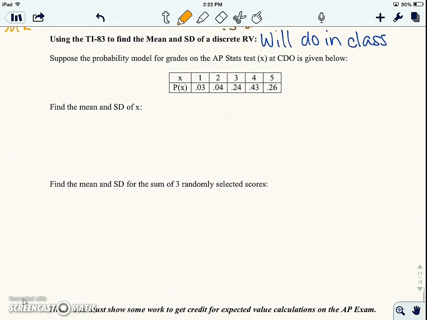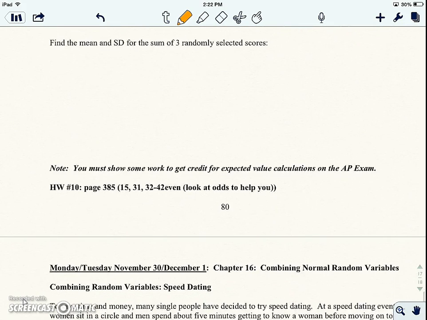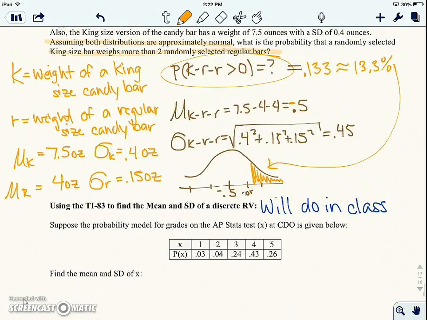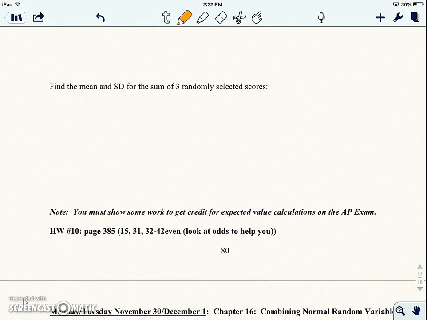We will, in class, do this one, and I will show you how to do it with the calculator. Don't start the next homework, but come prepared. Actually, do start the next homework. We decided that. And come prepared to class with questions.